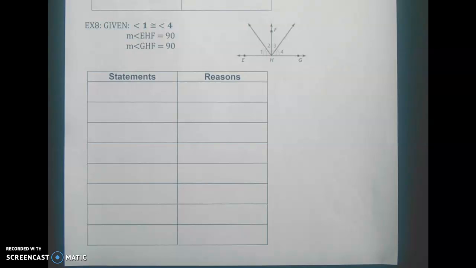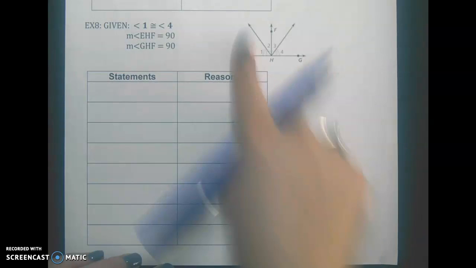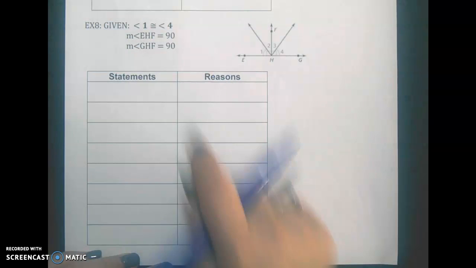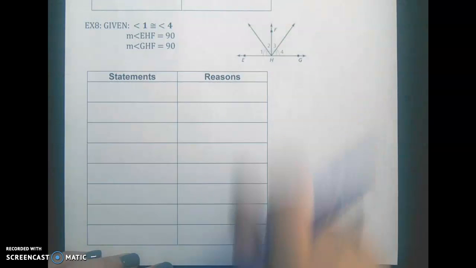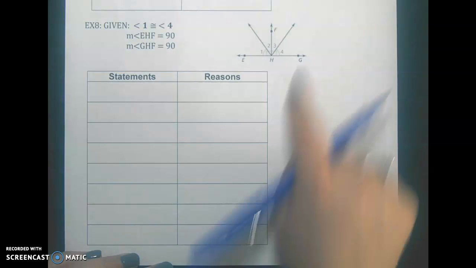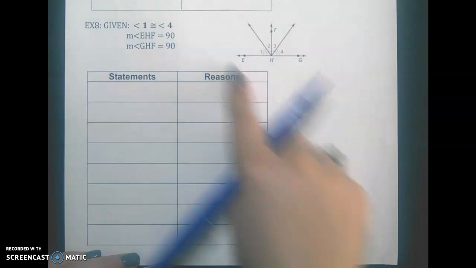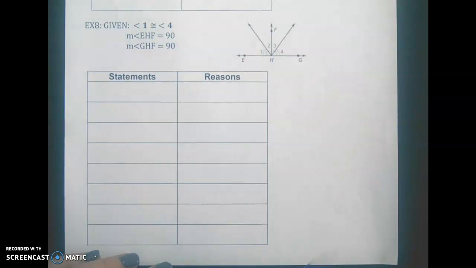Quickly finishing up our notes, just going through example 8 now. I have our diagram here, and I'm given that angle 1 is congruent to angle 4. I'm told that the measure of angle EHF is 90, and that the measure of angle GHF is 90. And so I can also use information from our graph to make statements.